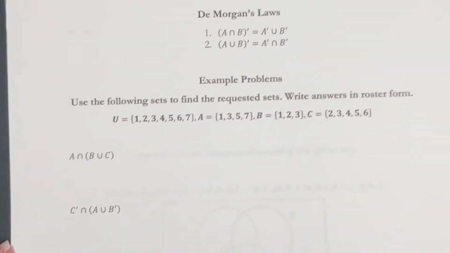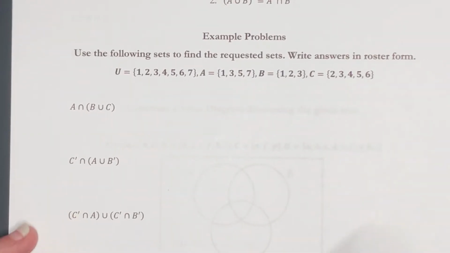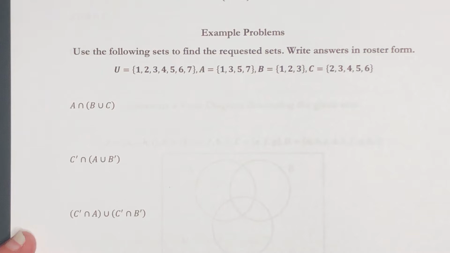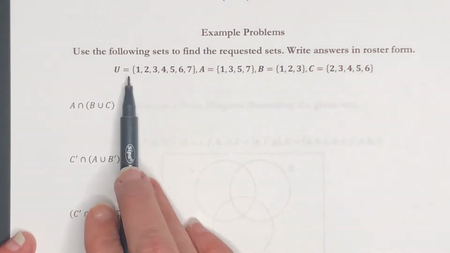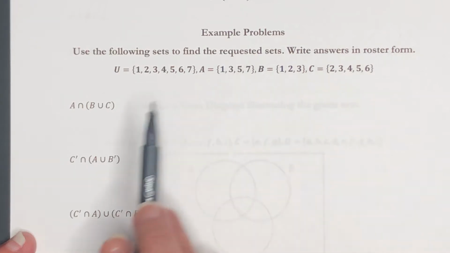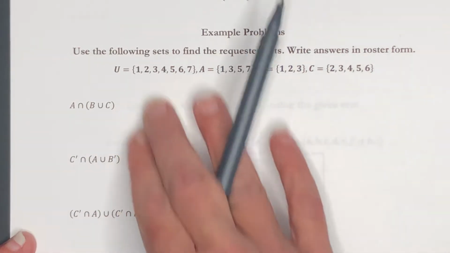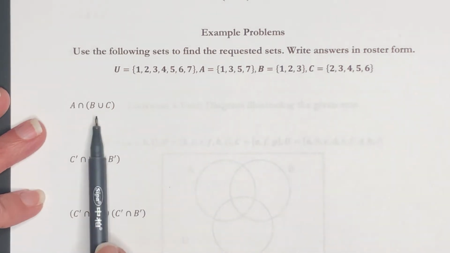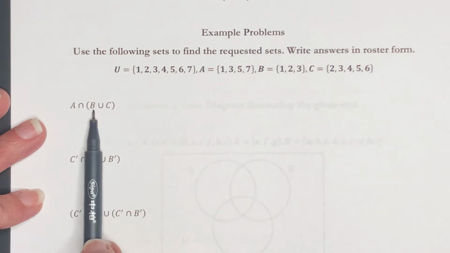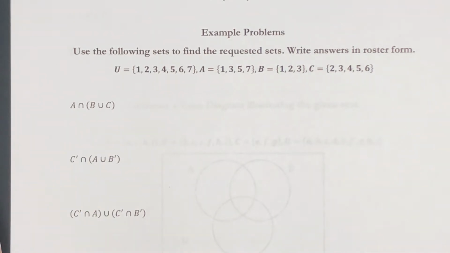So let's look at just a couple of problems here. We dealt with problems like this with 2 sets. Now we're going for 3. We are given these sets, the universe, set A, B, and C, and we're asked to find each of these in roster form. So just list out what's in there. Now, parentheses go first, just like they do in arithmetic. So the first thing I want to find is B union C.